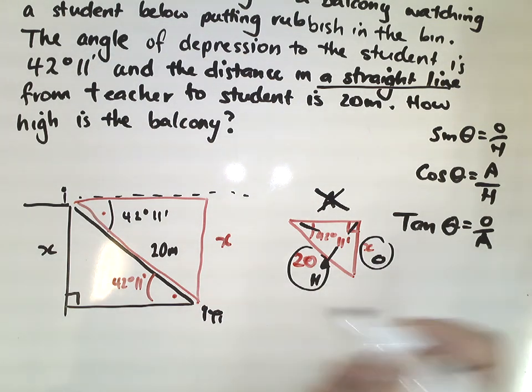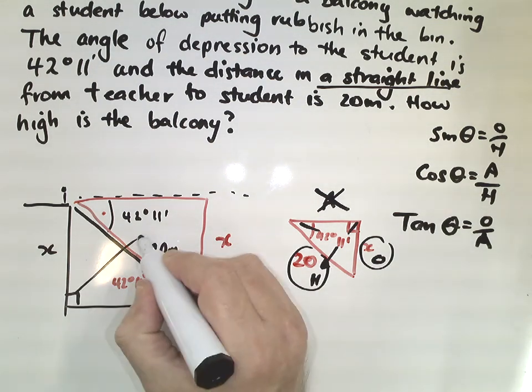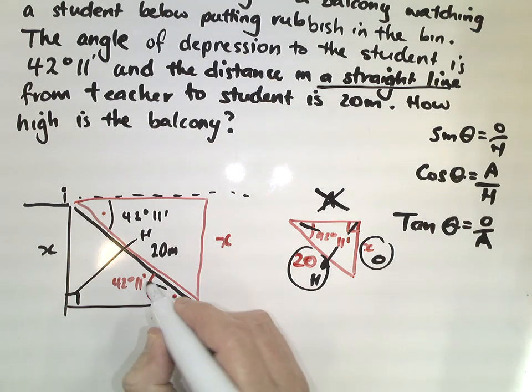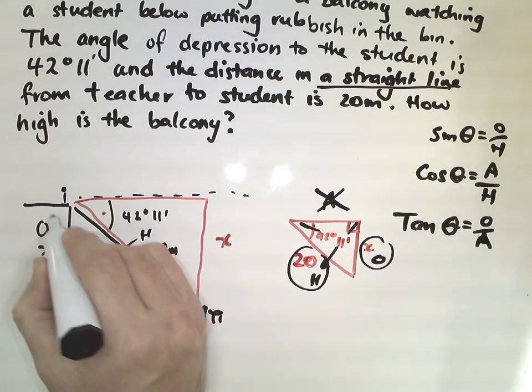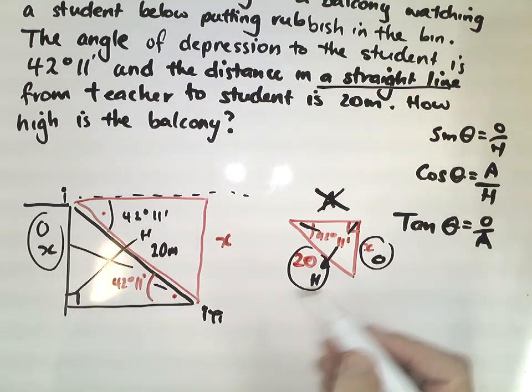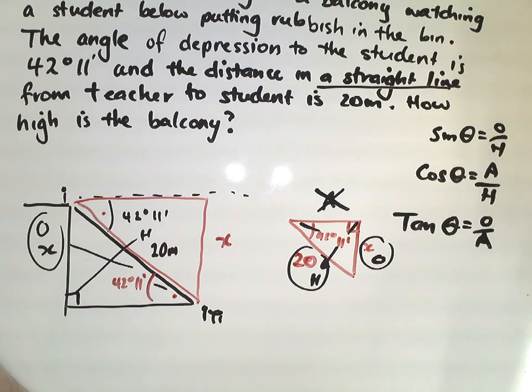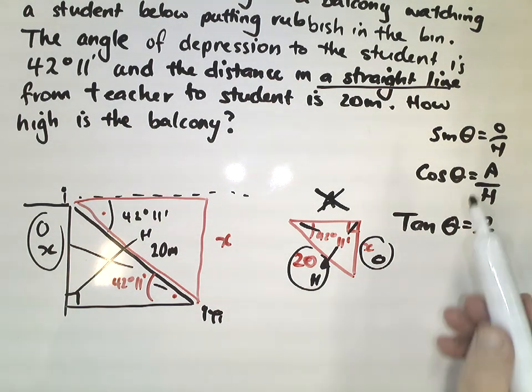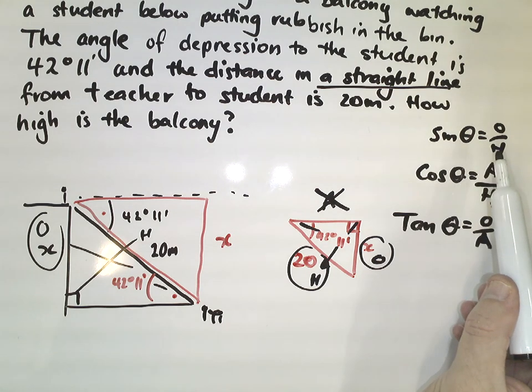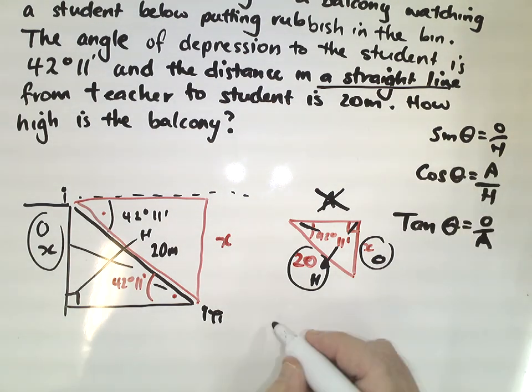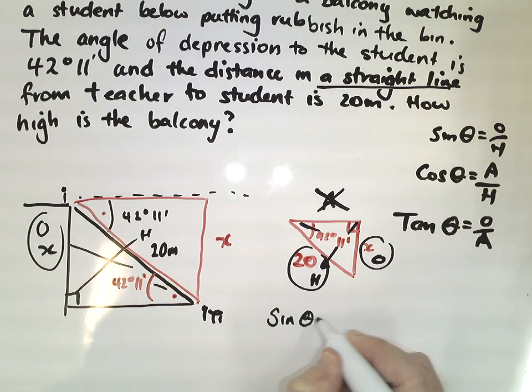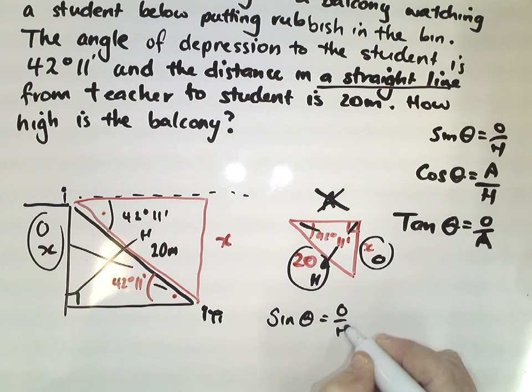To show you that these are two of the same triangles, if I do the same thing, 20 is my hypotenuse, and if I draw my line through there, my opposite is also X. So it doesn't matter which one of these two triangles you use. Now that we've got the opposite and the hypotenuse, clearly this is going to be a sine question. So sine of my angle is equal to opposite over hypotenuse. Now all we need to do is put in our different values.